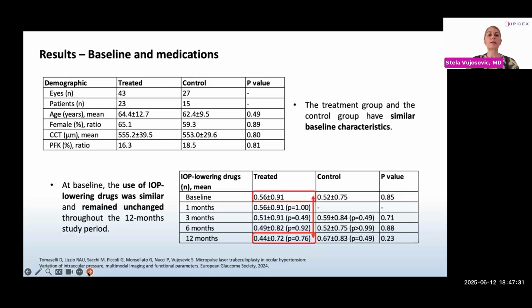So the age was similar, the female-male ratio was similar, central corneal thickness was similar, and also the percentage of pseudophakic patients. Here you can also see that the number of IOP lowering drugs and the use of IOP lowering drugs was similar and remained unchanged throughout the 12 month study period.